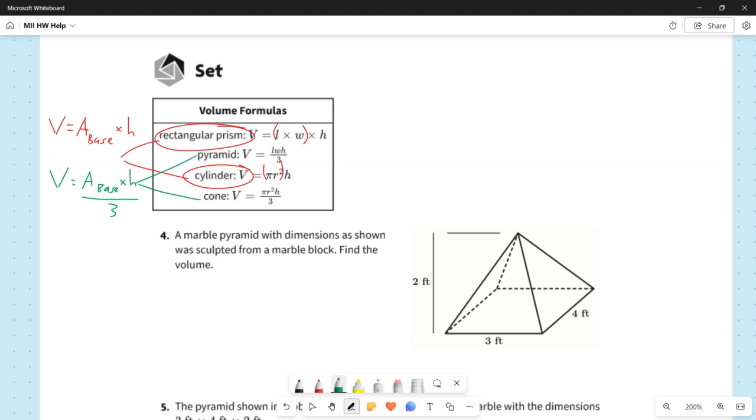Also, technically this should be a rectangular pyramid. There are other kinds of pyramids, but it's safe to assume that in this formula they're talking about a rectangular pyramid, and so that means it's a pyramid with a rectangular base.